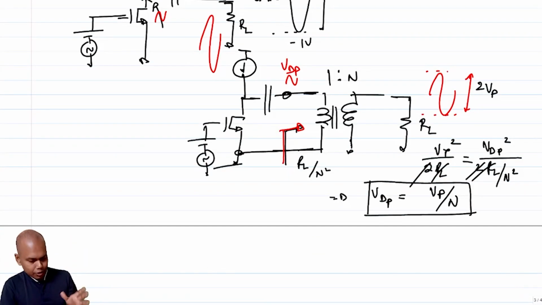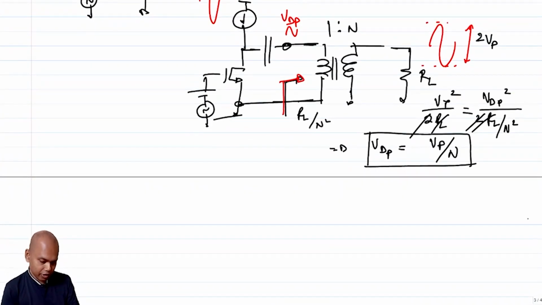So clearly, using a transformer, we will be able to push in as much power as we want with as much amplitude across RL as possible, while ensuring that the voltage swing at the drain of your transistor remains small. Now, if I want to push in a lot of power, then obviously I have to ensure that N is high, in order to ensure the swing at the drain of your transistor remains low, right?